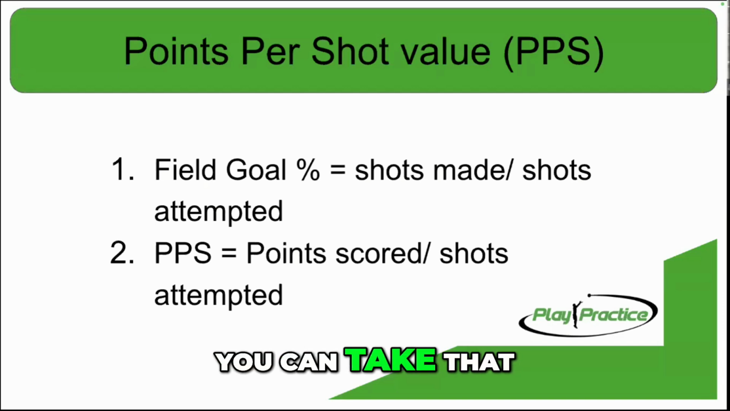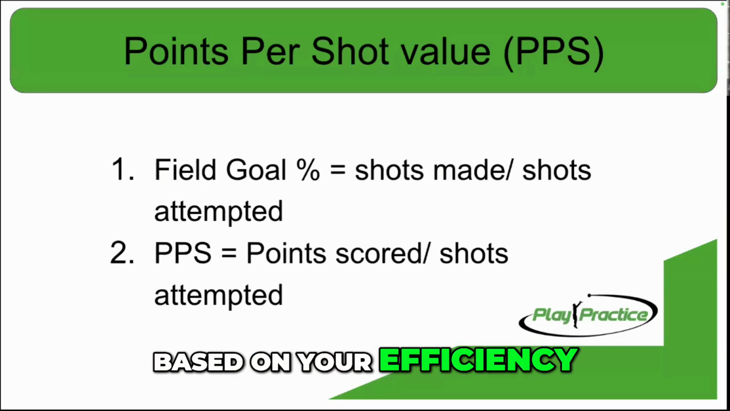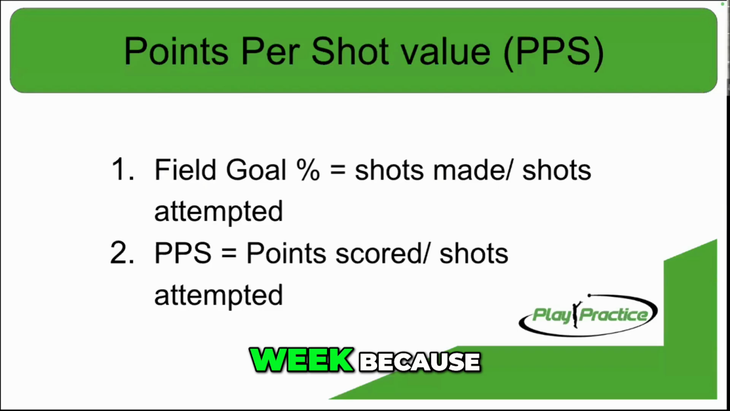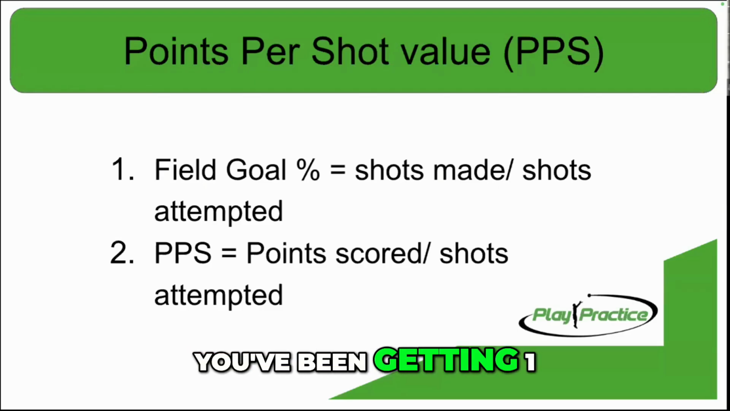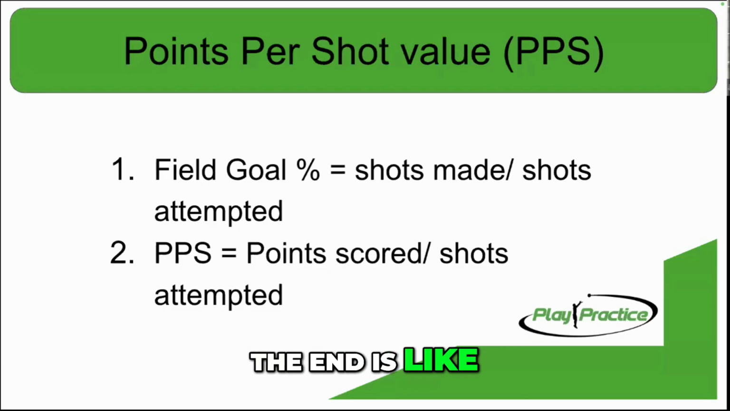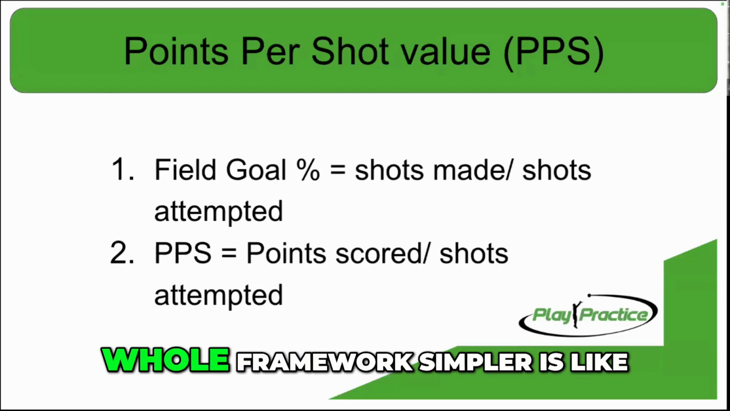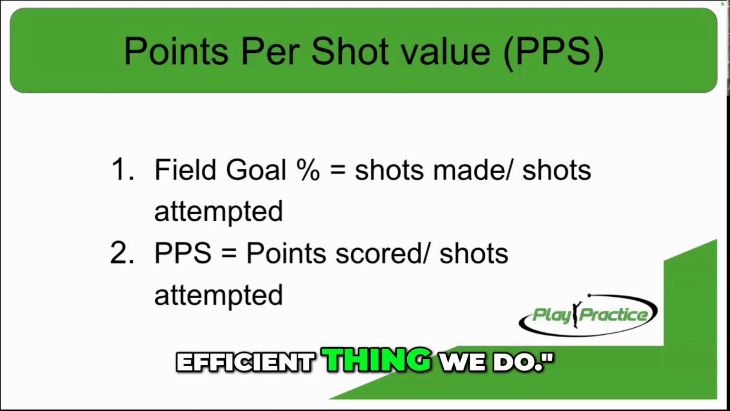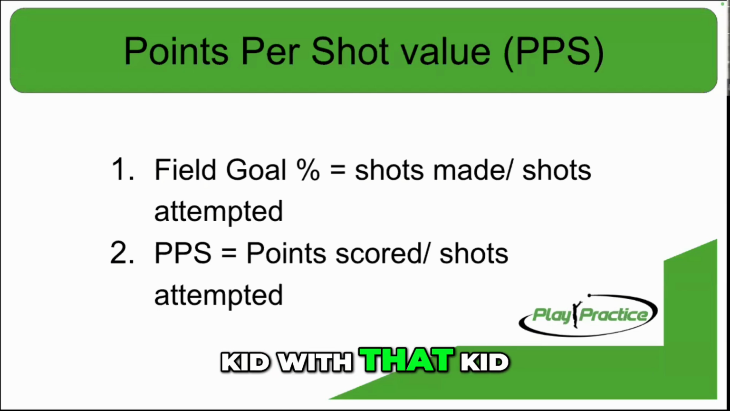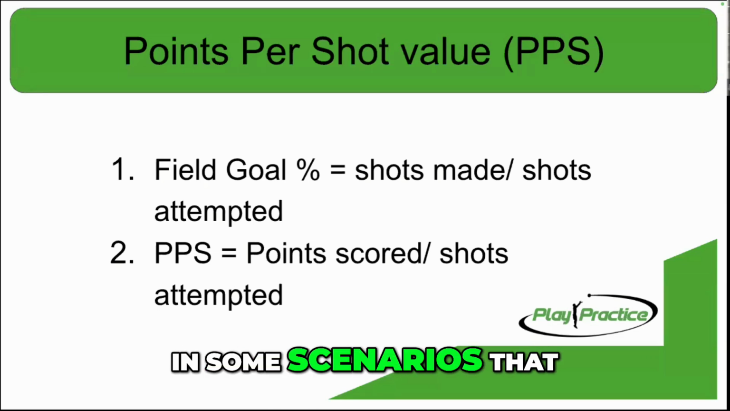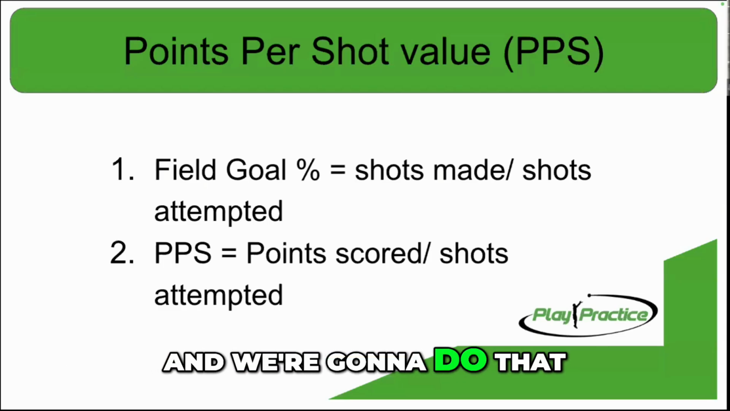And then as a coach, you can take that a step further: hey, based on your efficiency as a player, I'm starting you this week because in practice you've been getting 1 point per shot on average for us. And then even bigger picture, which we'll get to at the end, is your whole team offense. When we run this out of bounds play, we score this many points per shot on average compared to anything else we do. That helps us simplify, scratch things off the list, and make the whole framework simpler: this is the most efficient thing we do. And maybe it's this kid with that kid running a ball screen in some scenarios that gets us really efficient possessions, and we're going to do that more.